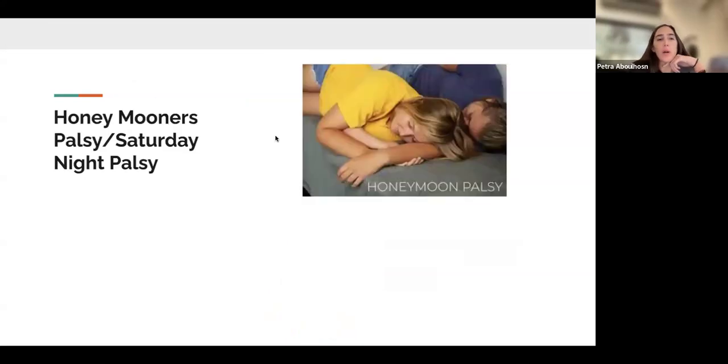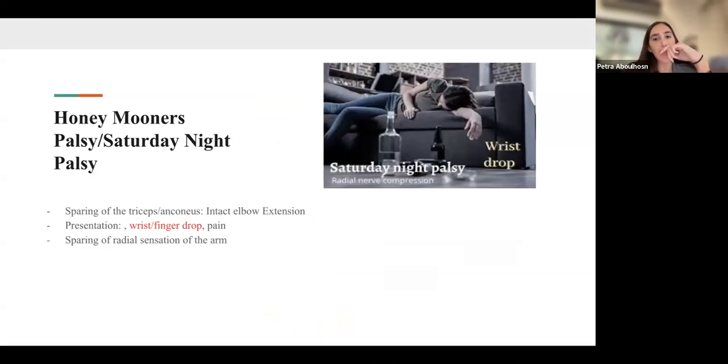But here, why am I also calling it Saturday night palsy? And this is a confusion that presents all over the internet. And the difference between the presentation before and now, I mean, they can both be called Saturday night palsy. It just really depends how you sleep on your arm when you have a lot of alcohol to drink. So they're both right. It just depends on the presentation, right?